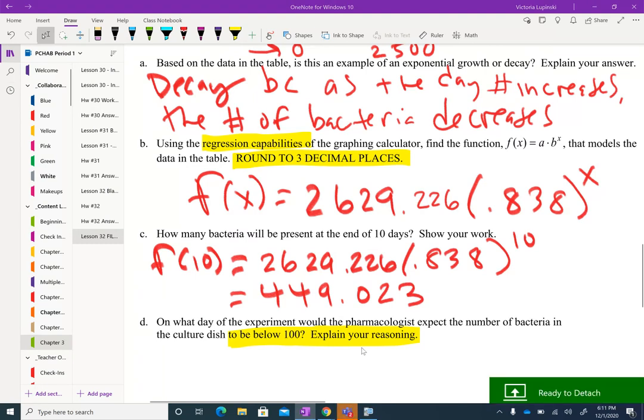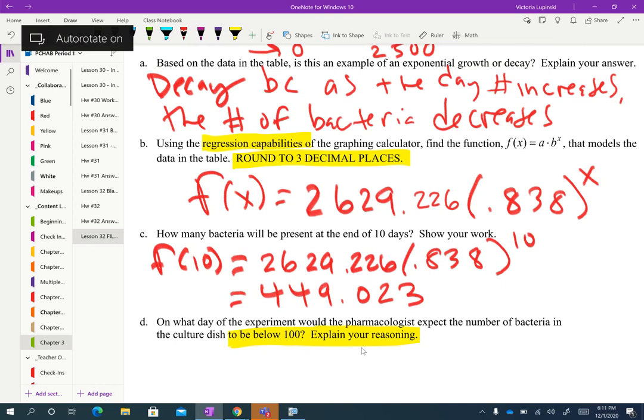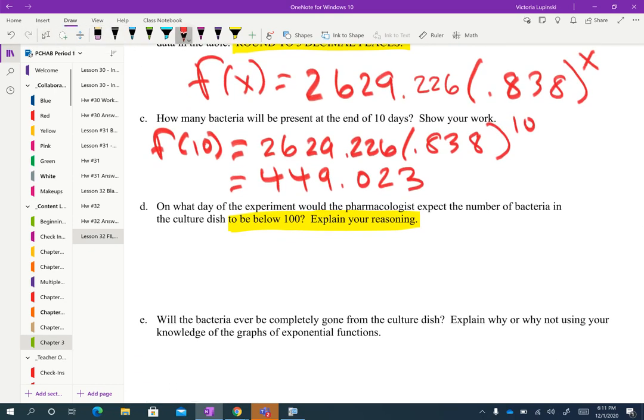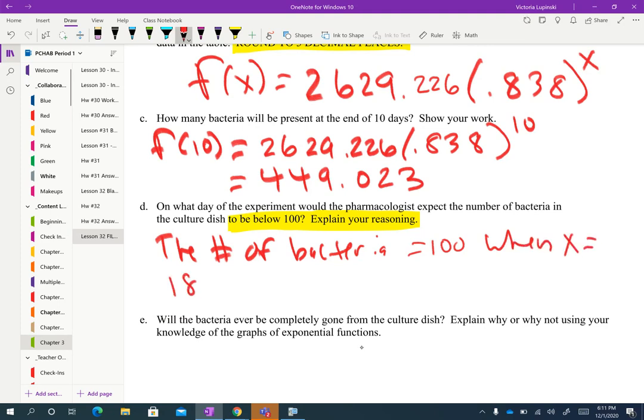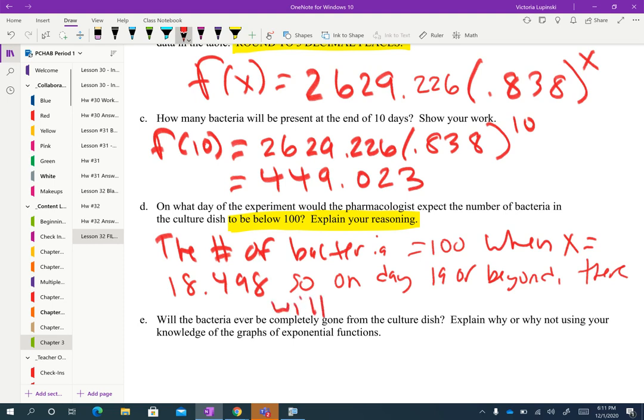So on what day of the experiment would they expect to have the number of bacteria to be below 100? Explain your reasoning. So let's say the number of bacteria equals 100 when X equals 18.498. So on day 19 or beyond, there will be fewer than 100.